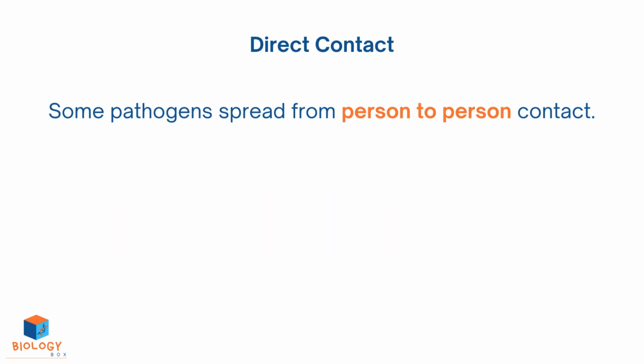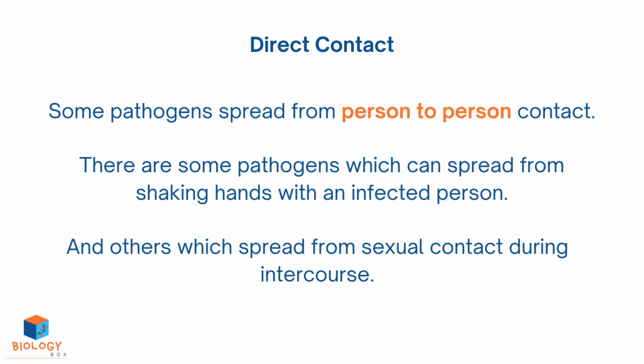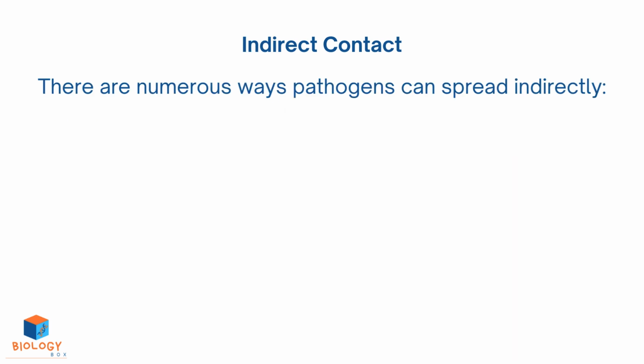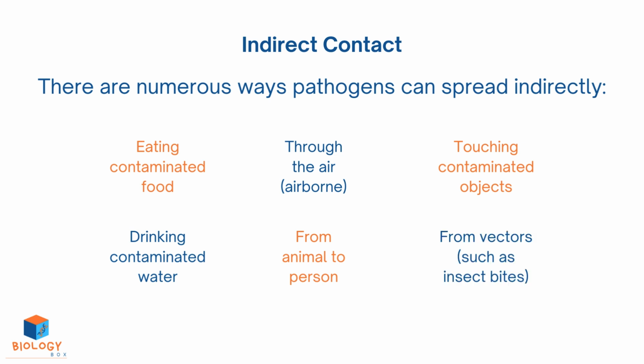Direct contact. Some pathogens spread from person to person contact. There are some pathogens which can spread from shaking hands with an infected person, and others which spread from sexual contact during intercourse. Indirect contact. There are numerous ways pathogens can spread indirectly: eating contaminated food, through the air, airborne, touching contaminated objects, drinking contaminated water, from animal to person, from vectors, such as insect bites.